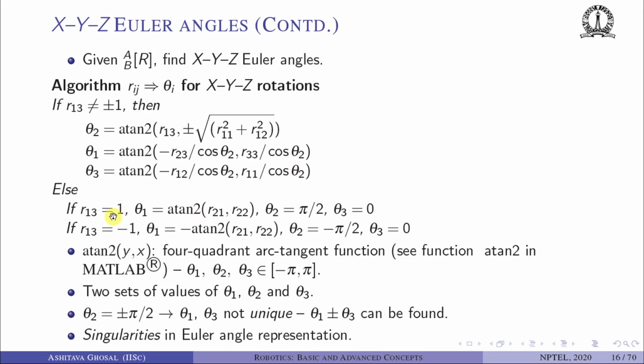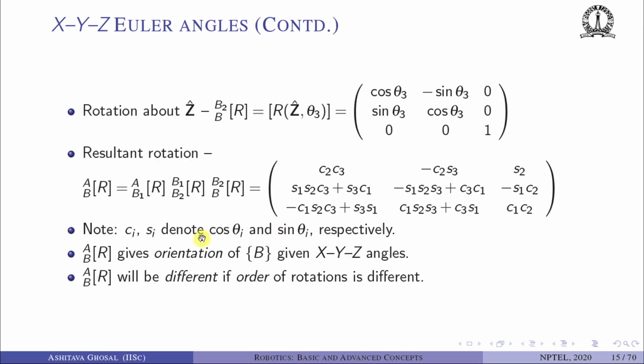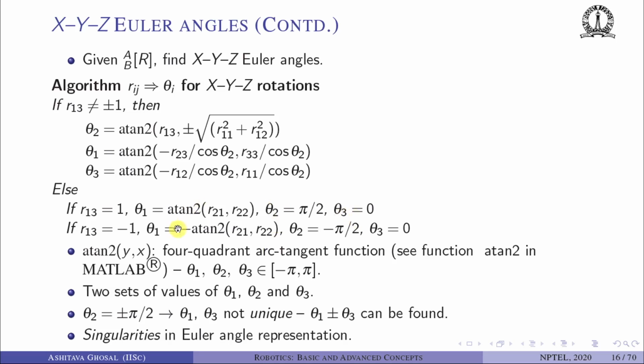If r13 is 1, which is theta 2 is pi by 2, then we can just do atan2 of r21, r22. We look at these two terms, this one and this one. If theta 2 is pi by 2, you can see that we will get sine of theta 1 plus theta 3 and cos of theta 1 plus theta 3. So we make a convention that theta 3 is 0 and theta 1 is atan2 of r21 comma r22. If r13 were minus 1, then we have to suitably change. So theta 1 is minus atan2 of r21, r22. Theta 2 is still minus pi by 2 and theta 3 is 0.